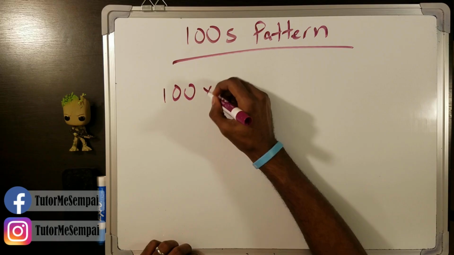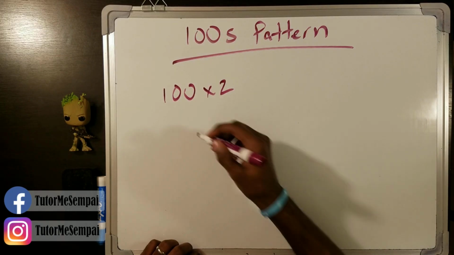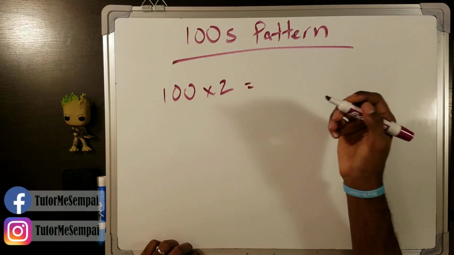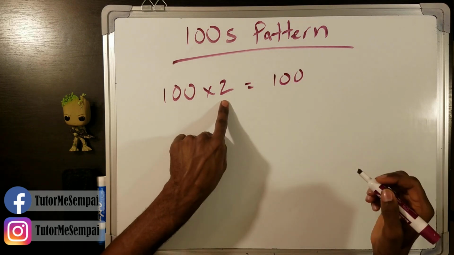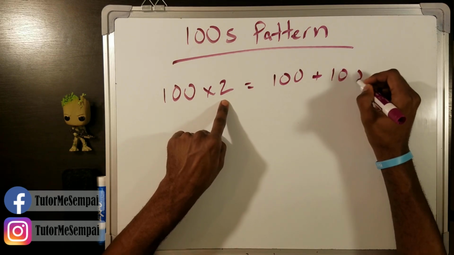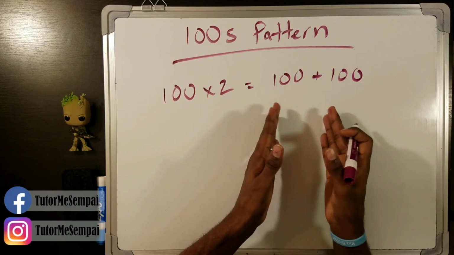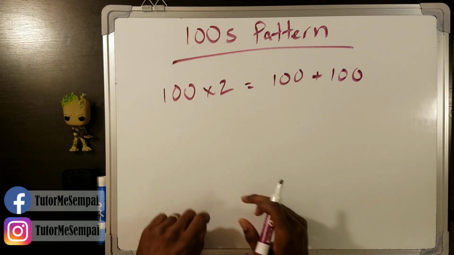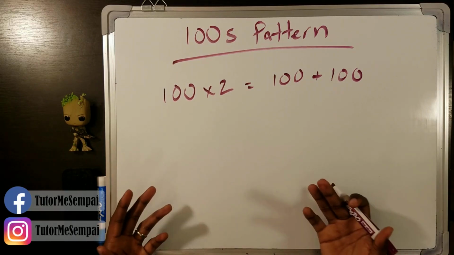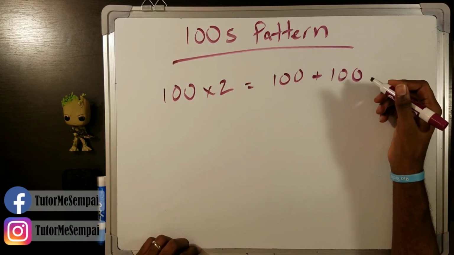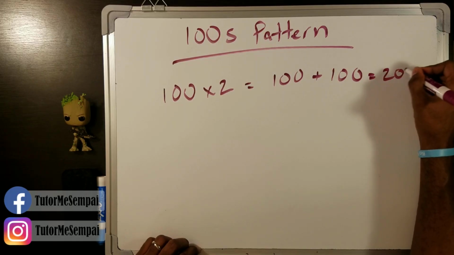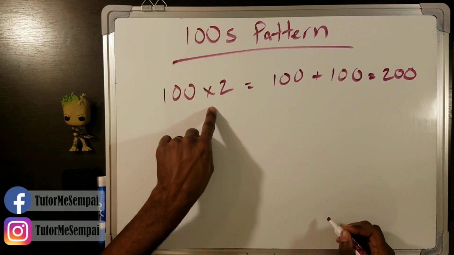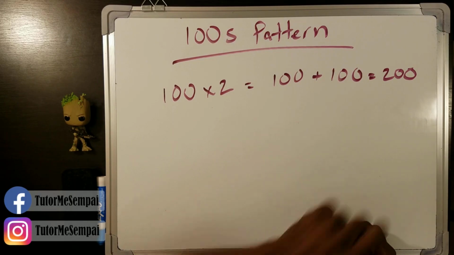So 100 times, let's say 2, that just means we're going to add 100 that many times. So if you know how to add 100 plus 100, we can do 100 times 2. And what's 100 plus 100? Well, this is going to be 200. So 100 times 2 is going to be 200.